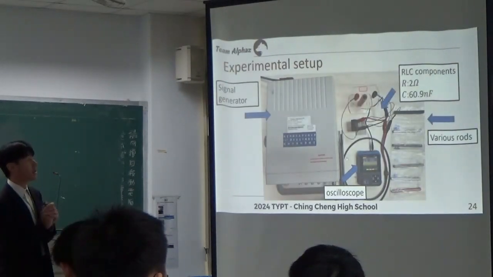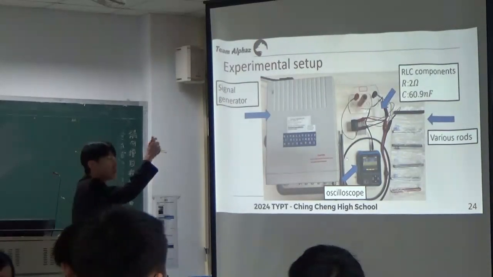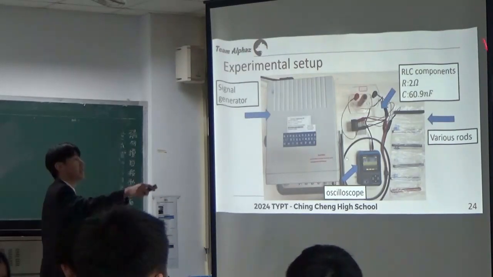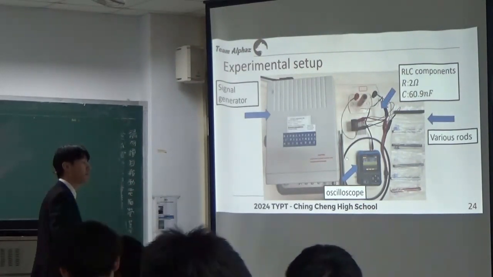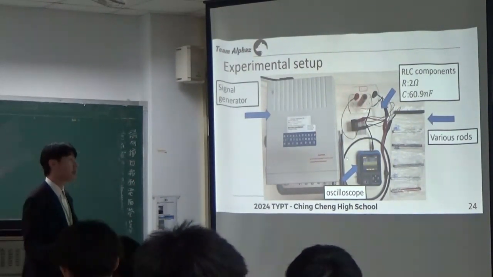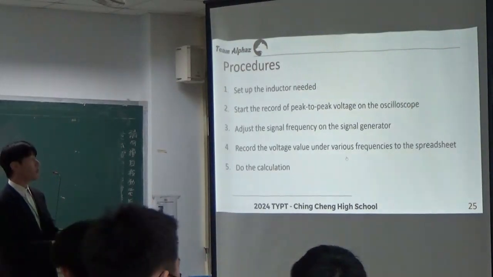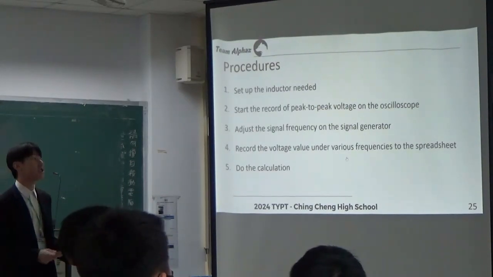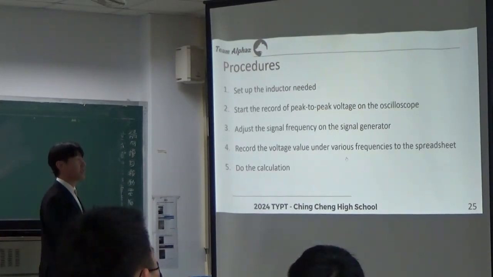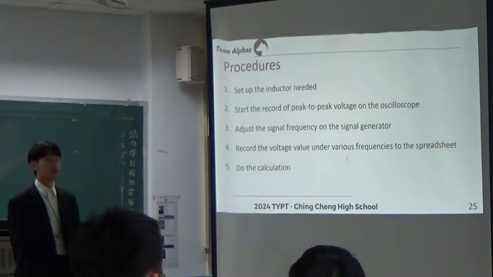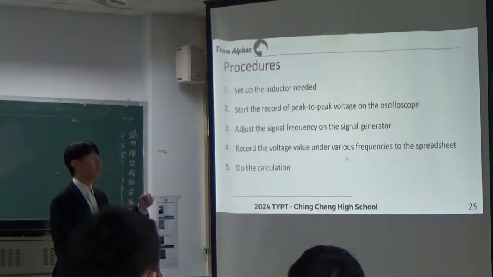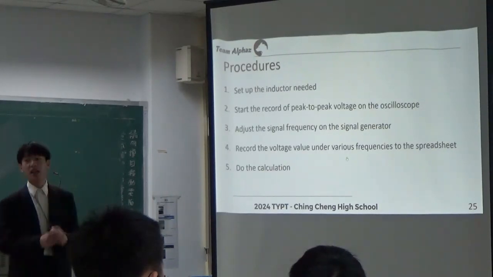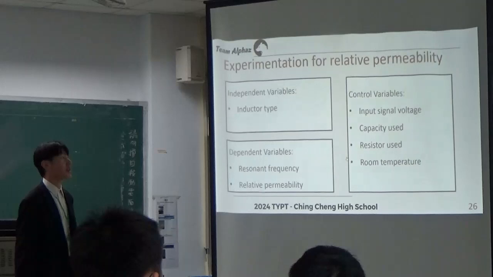And here is our experimental setup. First, we have a signal generator, RLC components, which are the components we use for resistors and capacitors. And we have various rods to be examined, and an oscilloscope. The procedure is to set up the inductors needed and start recording the peak-to-peak voltage on the oscilloscope. We can adjust the signal frequency on the signal generator, so that we can record the voltage value under various frequencies into spreadsheets, and we can get the resonant frequency to do the calculation.